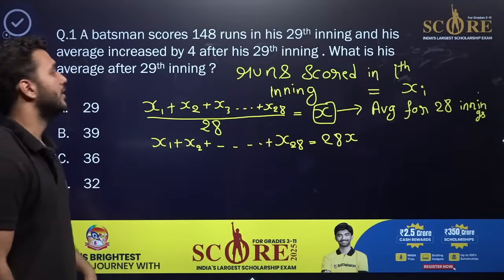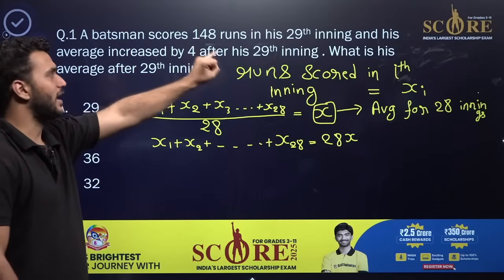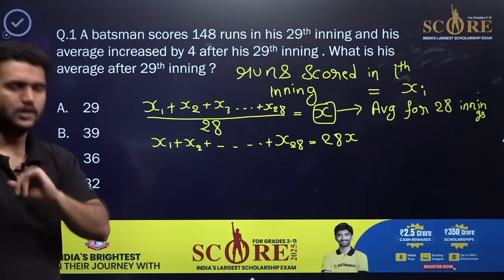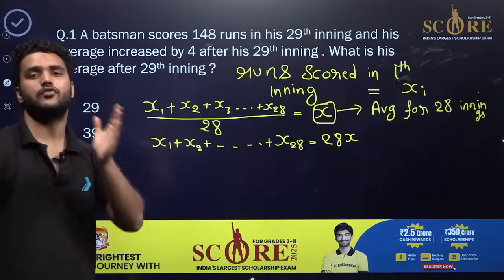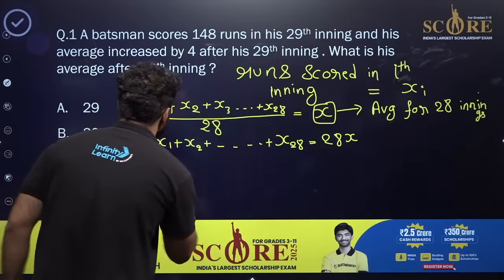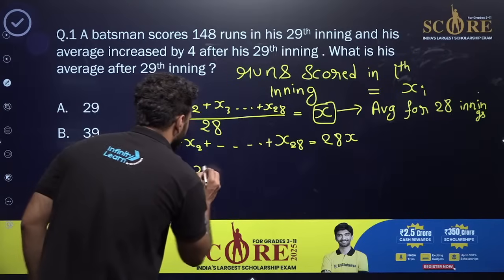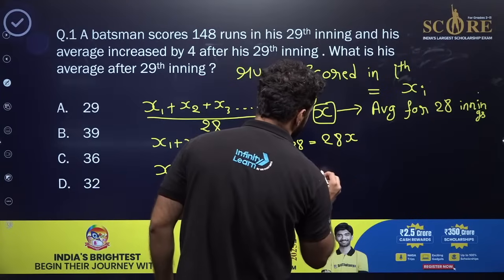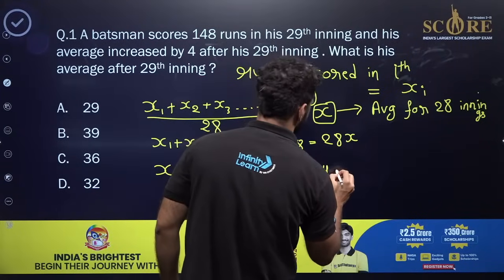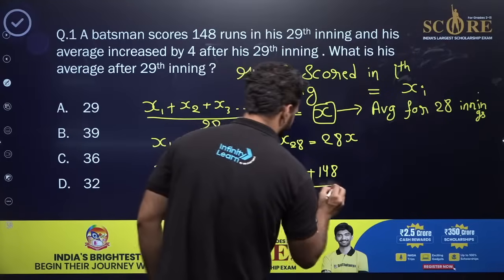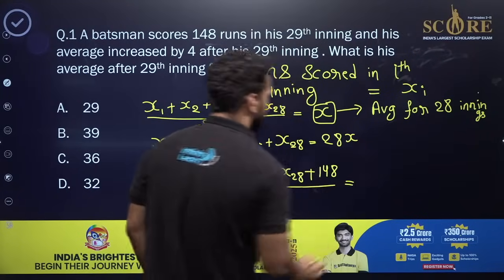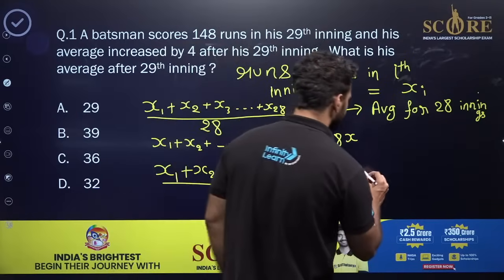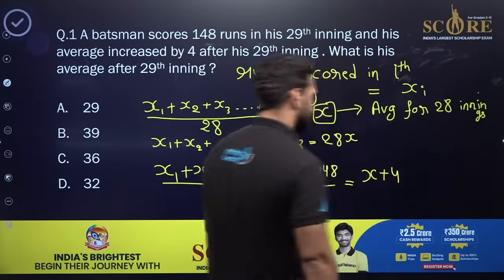Okay. Now what they said, sir, in the 29th inning they scored 148. Now find the average for 29 innings. So this will be nothing but x1 plus x2 plus dash dash dash up to x28 plus 148 divided by 29, and they said after this inning the average increased by 4. So can I say this average comes out to be this?